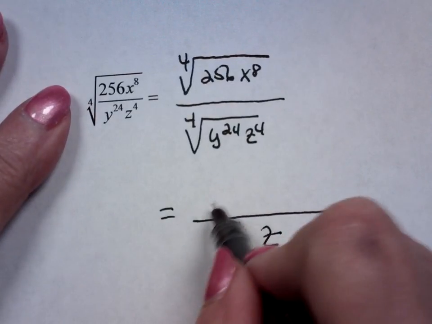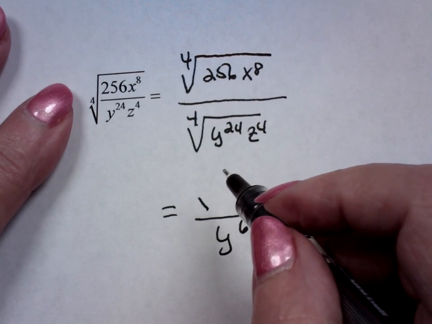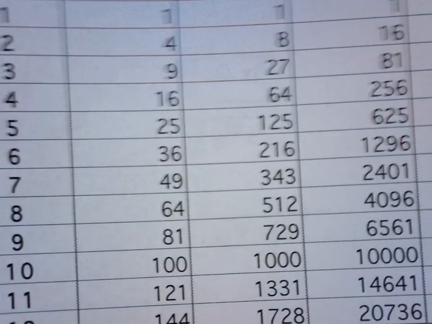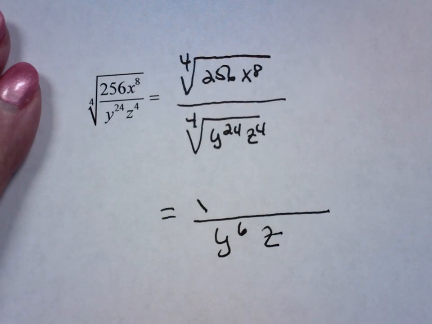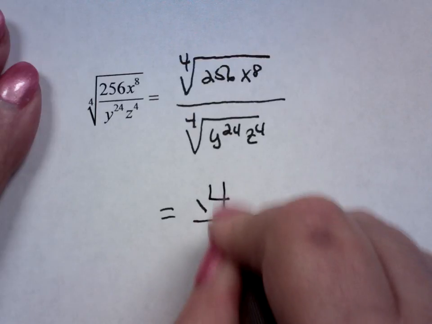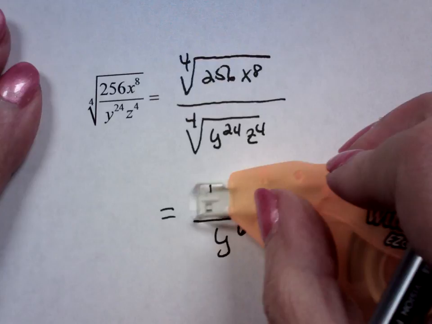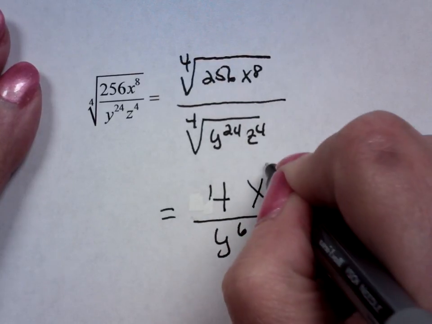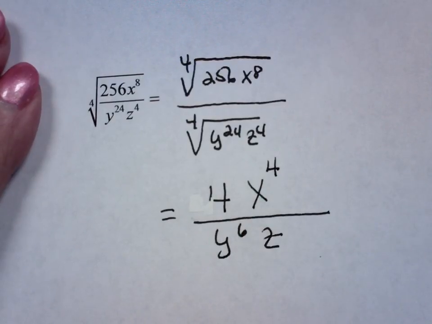And now I've got to break that stupid numerator down. Do I have to break it down? Guess what? 256 is a 4th, isn't it? And what do I raise to a power to get 256? 4. We'll take it. Let me get rid of this little thingy here. And then the 4th root of x to the 8th is x to the... Is it second? Yeah, second.